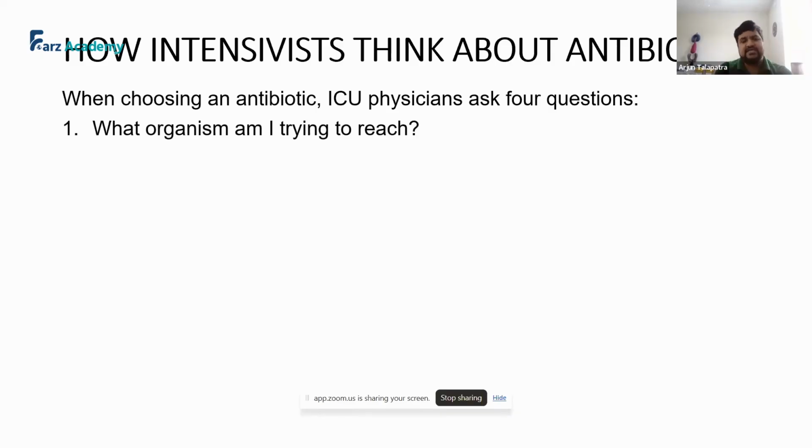Right. So the first question I think that we always ask is, what organism am I trying to reach? That's where it becomes very important to try and localize the site of infection, because only when you're sure about the site of infection can you be a little more sure about the organism. The causative agent of a UTI would be very different from the causative agent of a community acquired pneumonia, which would again be very different from the causative agent of a CRBSI.